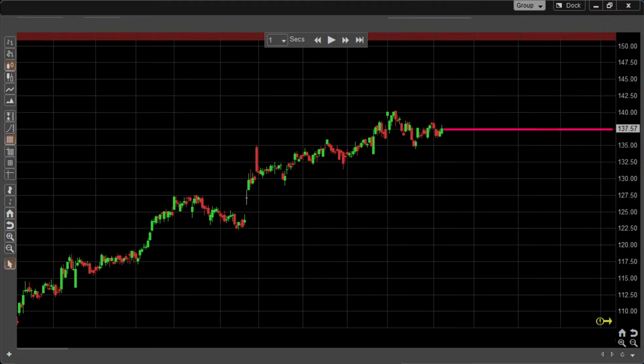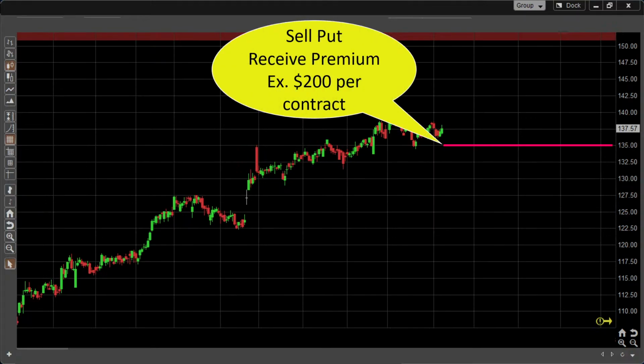Remember, though, you're not the buyer anymore, you're the seller. So here's what you're going to do. If you think that a stock is going to go up, you are going to go underneath the price of the stock and you are going to sell a put. So if you're bullish, we sell puts. When we sell the put, we're going to get paid. We're going to receive premium. In this example, if you sell a 135 put on this $137.50 stock, you're going to get paid $200 per contract. If you did it with 10 contracts, you're going to get paid $2,000.